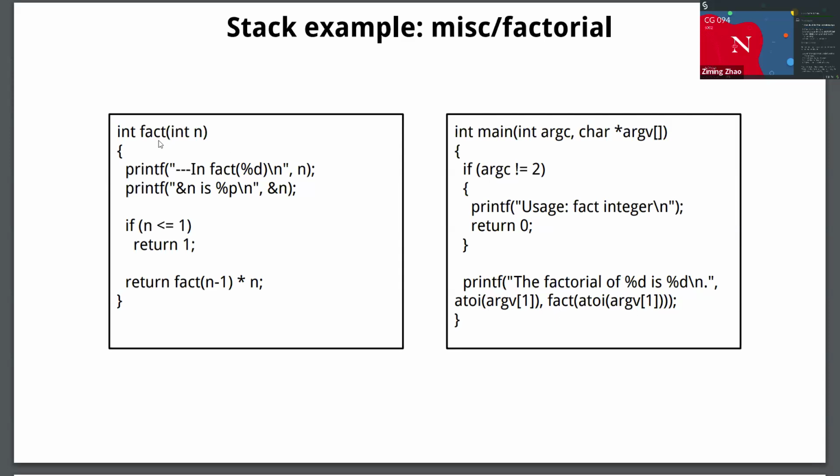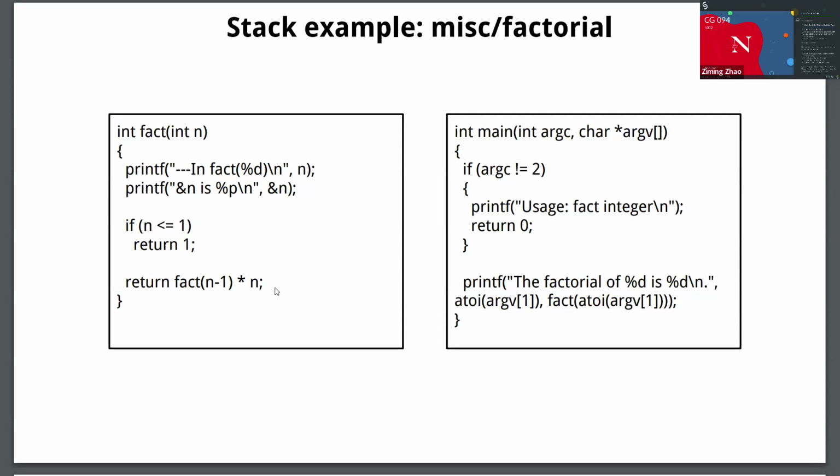So this factorial function will first print out which execution it is. It will print out the parameter's address. There's only one parameter n. Print out the address. Then if n is 1, it will return 1. Otherwise, it recursively calls itself, but it calls fac n minus 1 times n. Okay.